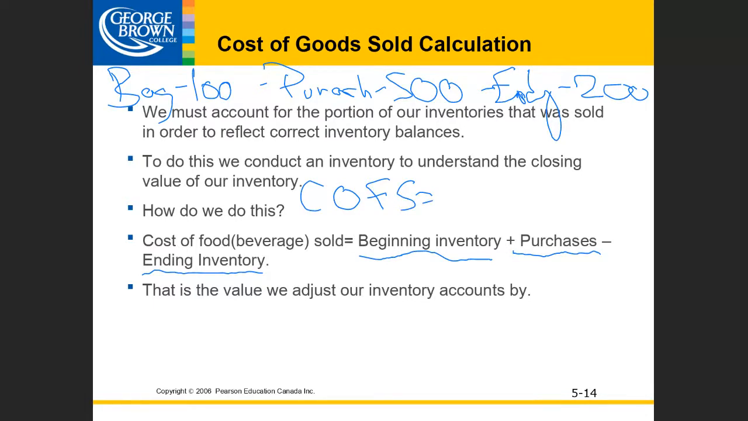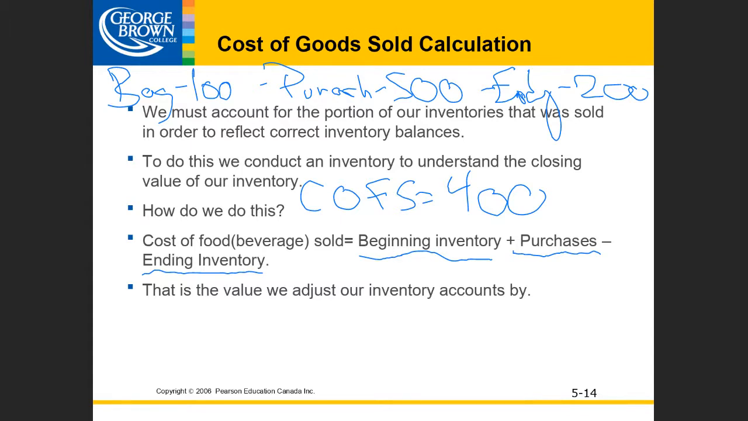Take your beginning inventory, you add your purchases, and then you subtract your ending inventory. Exactly, Nick, $400. So that's how we calculated that: we took the beginning inventory of $100, we added in our purchases, so 600 now, and then we subtract the 200. So 600 minus 200 equals 400. So that is our cost of food sold.